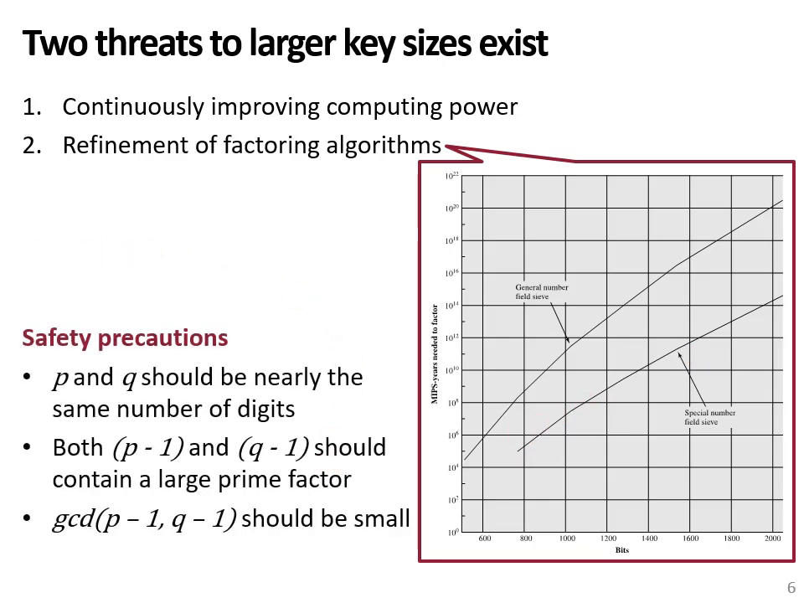There are some safety precautions that can be taken to make it harder to factor the number n. First, P and Q should have nearly the same number of digits. If one of the two is much smaller than the other, it becomes easier to factor n. Both P-1 and Q-1 should contain a large prime factor, again making these algorithms harder to execute. Also, the greatest common divisor of P-1 and Q-1 should be small, which also makes it harder to find P and Q.